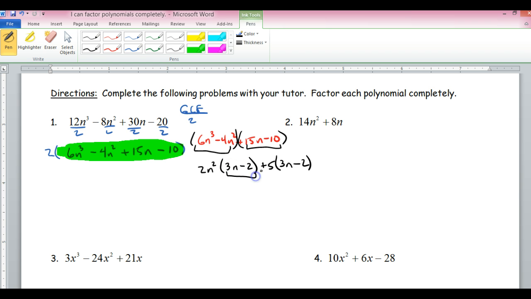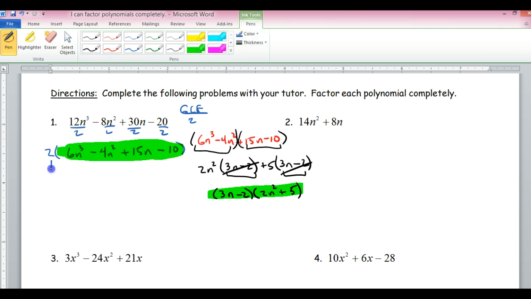Now, do these binomials match up? Yes. So we pull that binomial out. And what do I have left over here? 2n squared plus, what do I pull out here? The 5. Now, what you have to understand is this 6n to the third minus 4n squared plus 15n minus 10, that can be replaced with its factored form here.